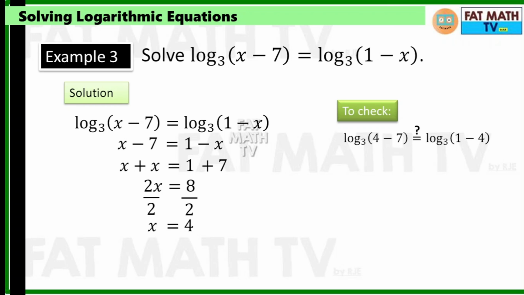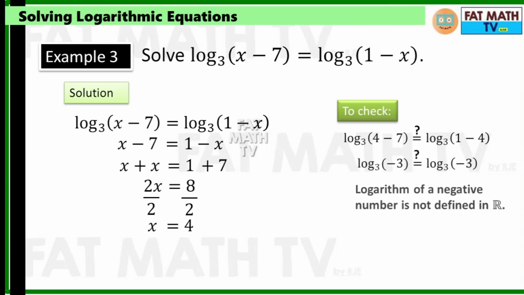Is that equal to the logarithm of 1 minus 4? They're both logarithm of negative 3, but the logarithm of a negative number is not defined in the set of real numbers. So we can conclude here that there is no solution. There is no real number x that can satisfy the given equation.